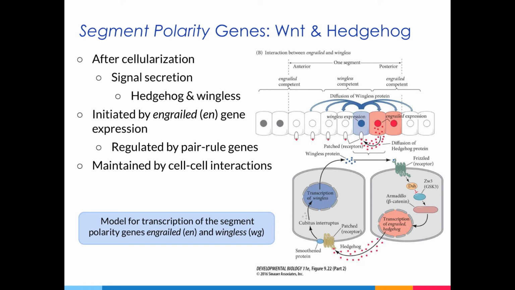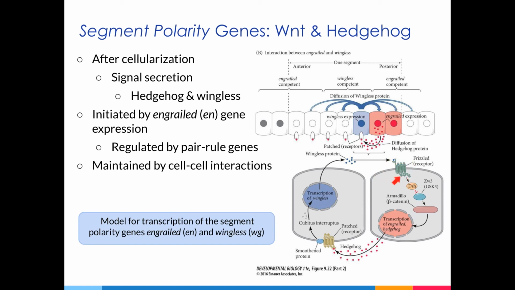The transcription factor engrailed induces the expression of hedgehog. Hedgehog is then secreted, and it binds to its receptor in the cell that's immediately anterior to it, so in this cell. That drives the expression of wingless, which is secreted from that cell, and then it binds to its receptor on the cell that is secreting hedgehog.